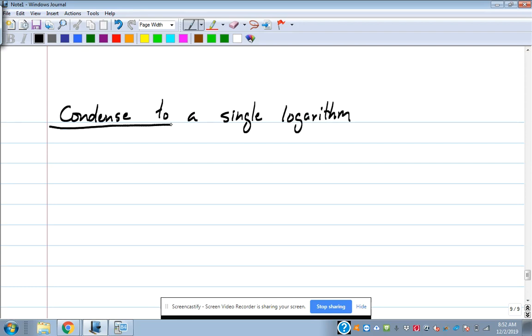So the idea is you're finished when you have one single logarithm left. Okay, that's how you know you're done.